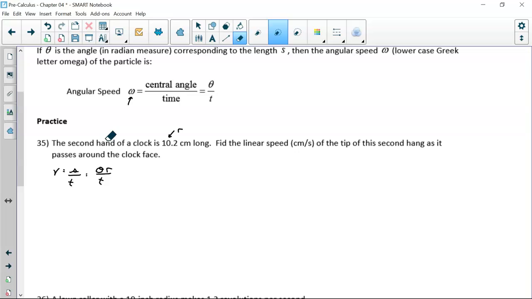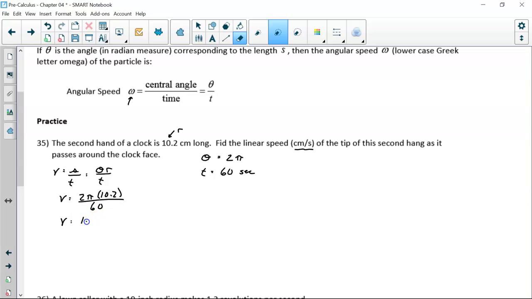Now, the central angle, theta, it's going all the way around the clock face. That's one revolution. That's going to be 2 pi radians. And our time for the second hand to go around the clock is 1 minute, or 60 seconds. We want it in seconds because we're looking for it in centimeters per second. So it's going to be theta r, so 2 pi times the radius, which is 10.2, divided by 60.